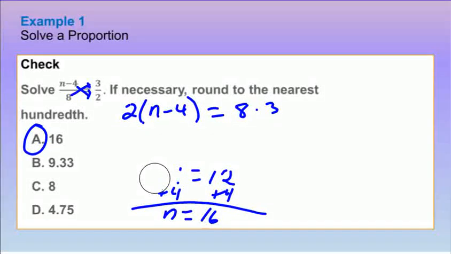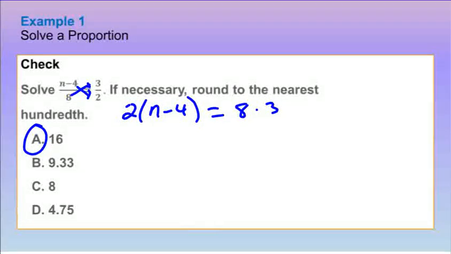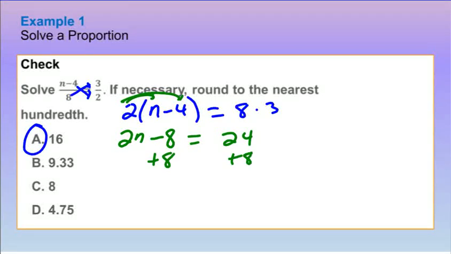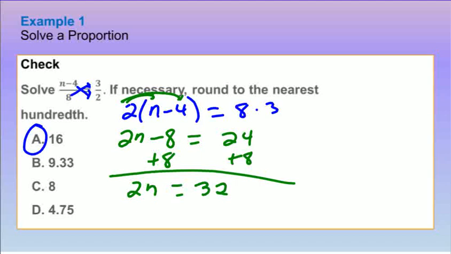Now let's just say I did distribute here. There's nothing wrong with distributing. I can distribute and I get 2n minus 8 equaling 24. I would just add 8 to both sides and I would get 2n equaling 32. Divide by 2 and I would still get n equaling 16. There are just a few more steps involved with it, but again, you have multiple options for solving that one.